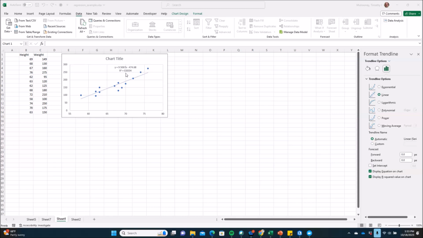Now, I've done this in Excel, and I've got some tutorials on this, but I can change this. I can make this a polynomial. I'm just going to click on polynomial, and look what I got there. I got a nice little curve right there.